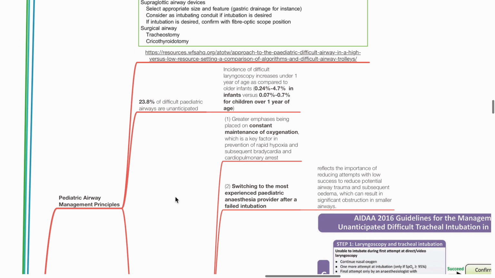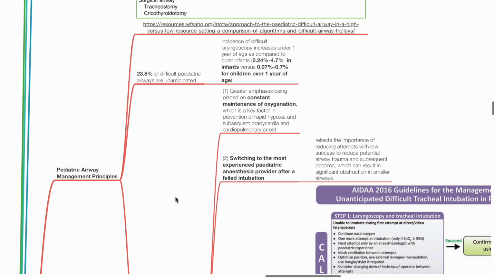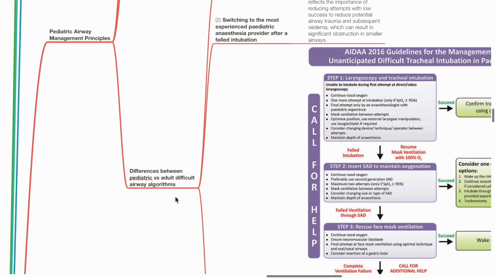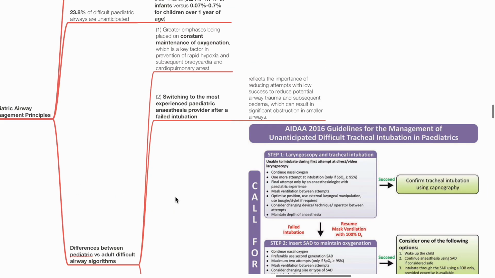Incidence of difficult pediatric airway, which are unanticipated, is 23.8%, and this incidence increases in pediatric patients less than 1 year of age. Differences between pediatric and adult difficult airway algorithms include number 1, greater emphasis being placed on constant maintenance of oxygenation, which is a key factor in preventing rapid hypoxia, bradycardia, and cardiopulmonary arrest.